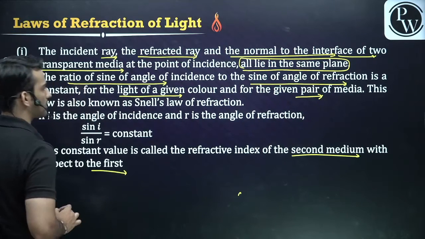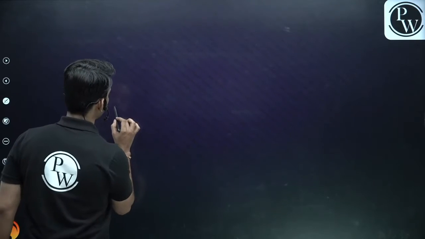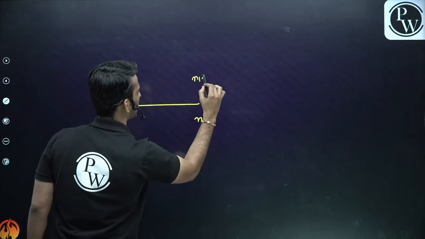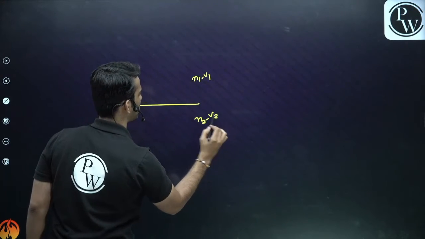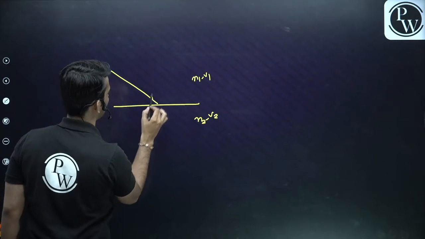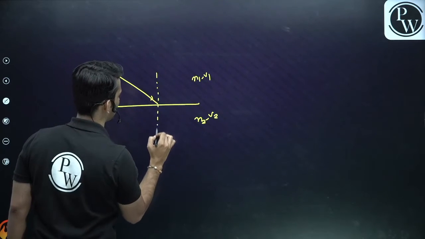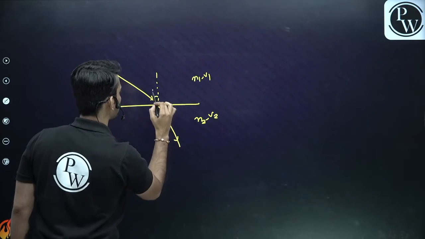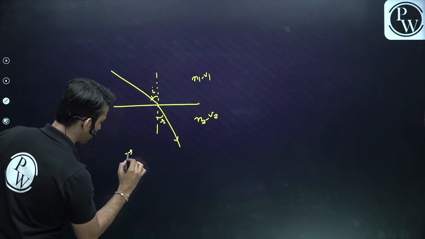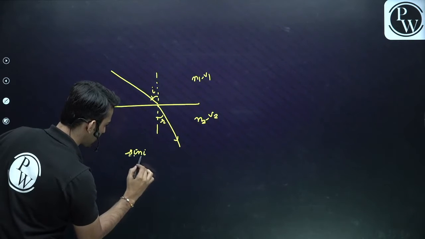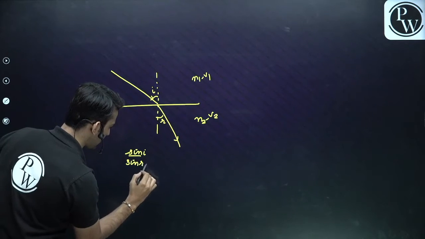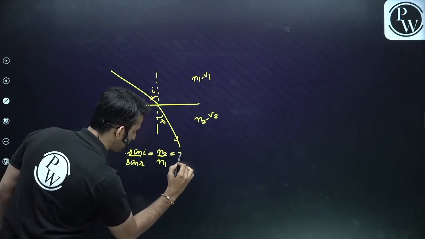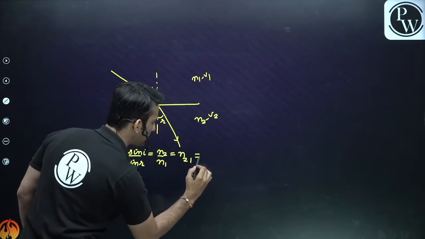Now what is this? Let me tell you. Suppose, guys, light ray is going from medium 1 to medium 2. Speed of light is v1, here speed of light is v2. Light is going from this medium, this is normal, to this medium. So guys, this is r, this is i. So guys, what does Snell's law state? Sin i by sin r is n2 upon n1. We call it n21. What is n21?